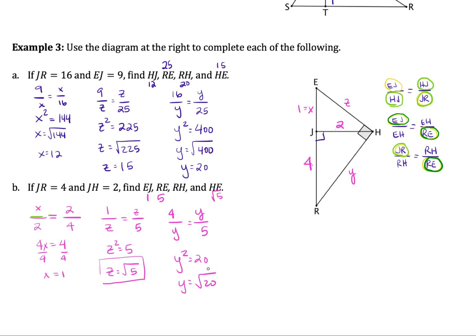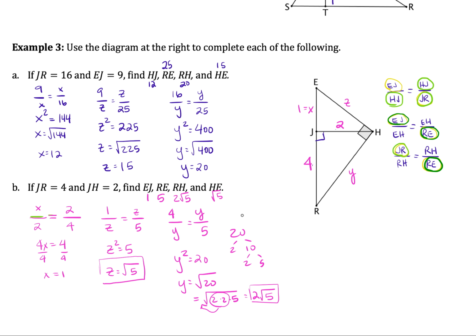Now 20 can be simplified because 20 is 2 times 10, and 10 is 2 times 5. So the square root of 20 is the square root of 2 times 2 times 5. And so we can see a pair of 2's right here, which will come outside the square root as a single 2, and the 5 is left underneath. So 2 root 5 is our value of Y, so RH is 2 root 5. So there you have it.